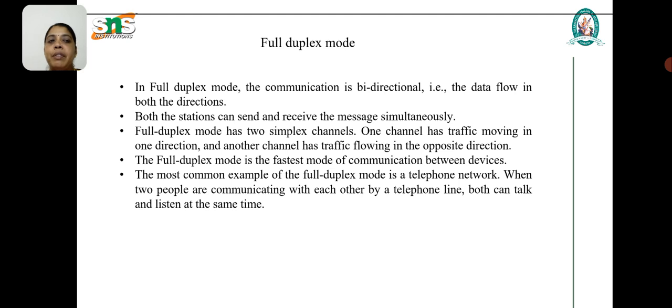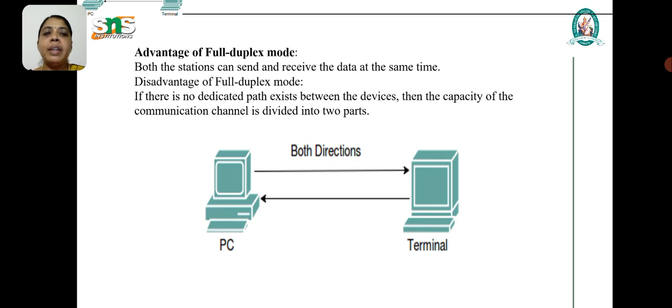For example, a telephone network: we communicate with people over a phone. We send information, they receive it, and immediately they reply to the messages. This is an example of full duplex. A PC can communicate with the terminal, and the terminal can communicate with the PC. The advantage is that we can send information in both directions. The disadvantage is that there is no dedicated path between the devices, and there may be packet loss. If you are sending information, there may be a chance of losing packets.